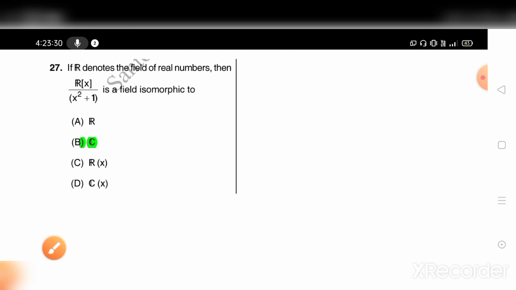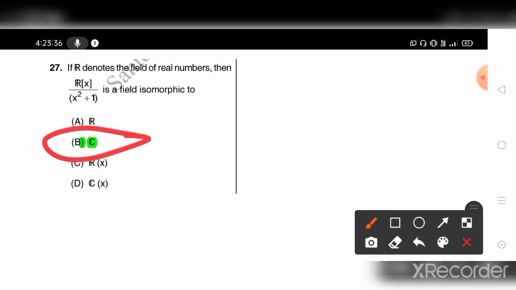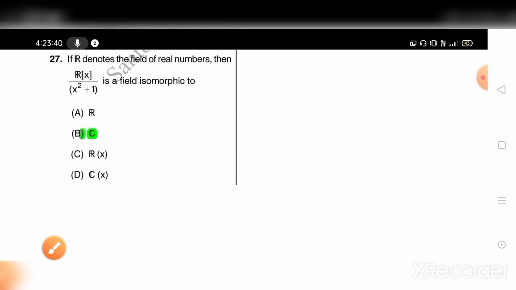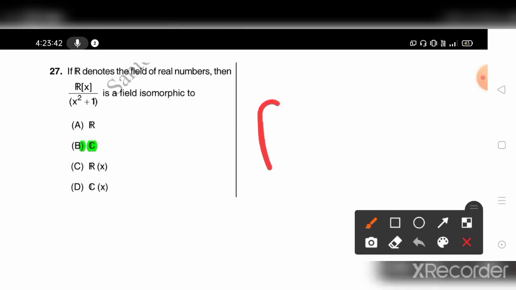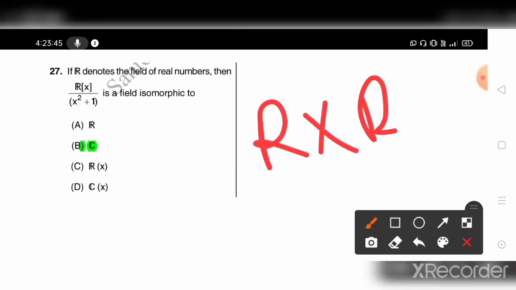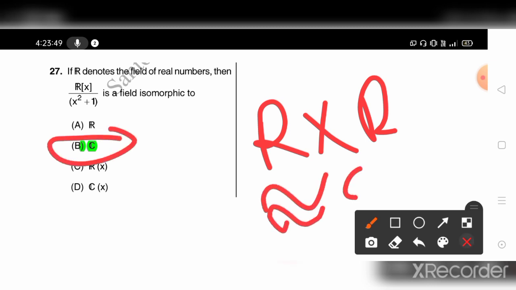If R denotes the field of real numbers, then R[x] upon x squared plus 1 is a field isomorphic to C. Here R cross R, that is R squared, isomorphic to C, so option B is correct.